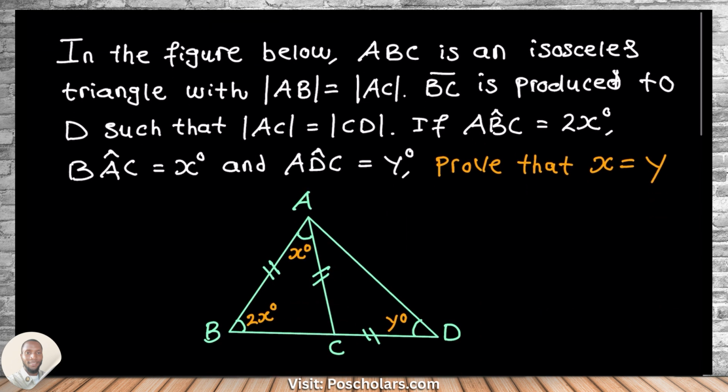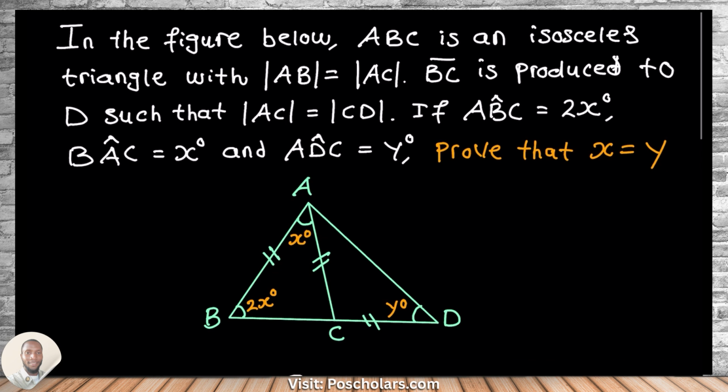It says in the figure below, ABC is an isosceles triangle. Let's check it out quickly. ABC, what does isosceles triangle mean? It simply means two sides are equal. You can see 1, 2, 1, 2. This side and this side are equal. Same thing, the base angles are also equal. So that's one property of an isosceles triangle.